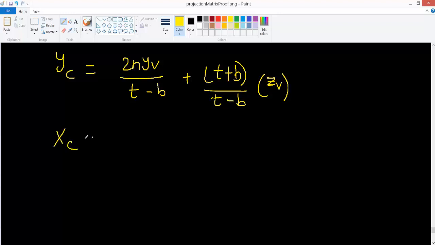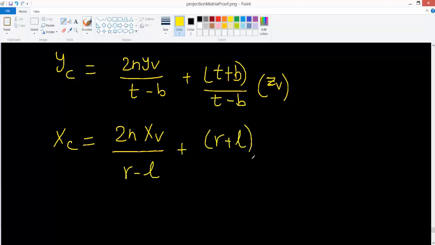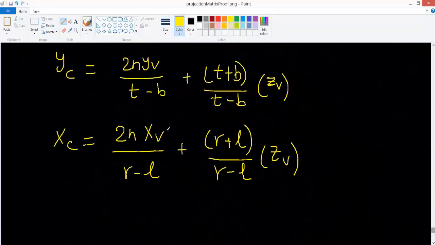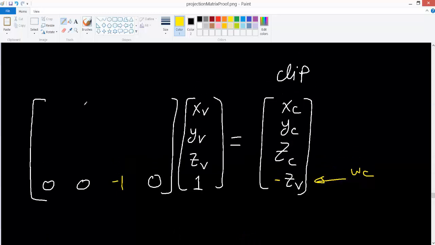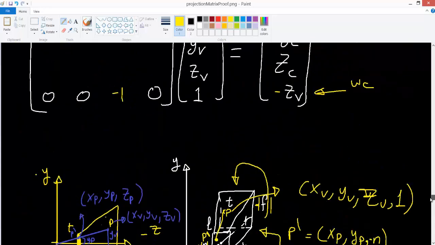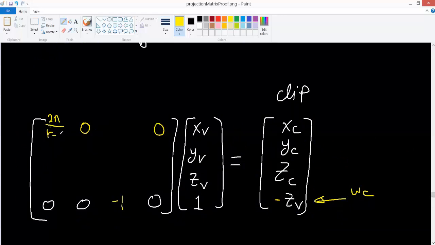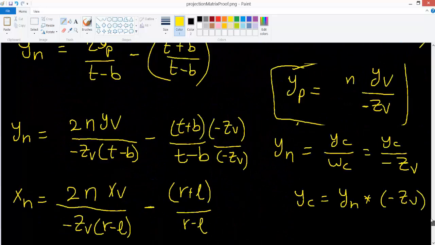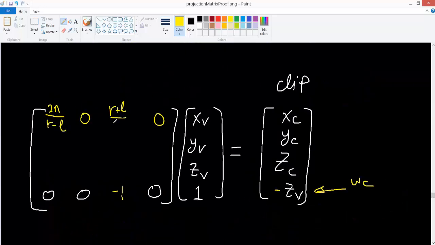Like this, I think this is correct, except if I have made some sign wrong, I will check this now. And similarly, xc will be equal to 2n xv over r minus l plus r plus l over r minus l multiplied by zv. Okay, let's now put these values inside our matrix. We see that xc depends on xv and also zv and nothing else. So this here has some value and then 0, and some value and then 0. The value in the first will be 2n over r minus l, and the value multiplied by zv is r plus l over r minus l.